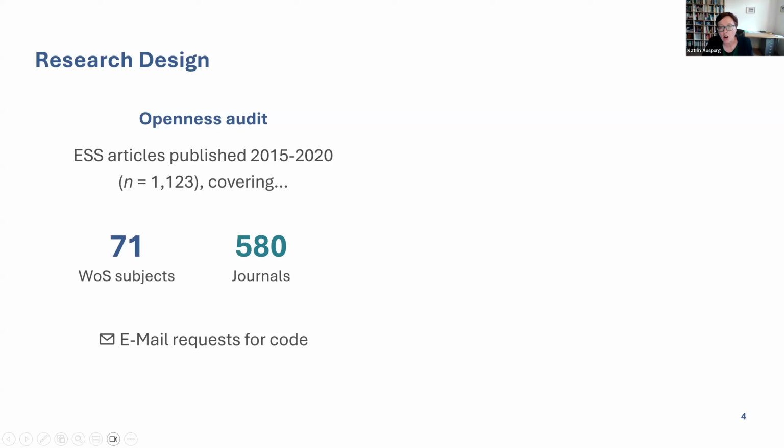And we contacted the corresponding authors of these publications and asked them for their code. We explicitly noted that data sharing is not necessary because the data are publicly available. And we also did an intensive web search for additional replication packages to these publications.